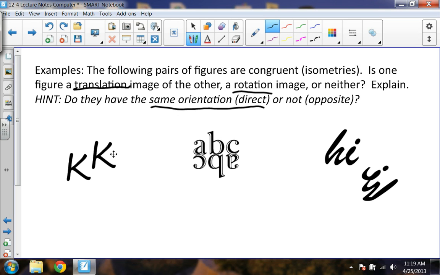So, from this K to this K, is this a translation, rotation, or neither? This is a translation.